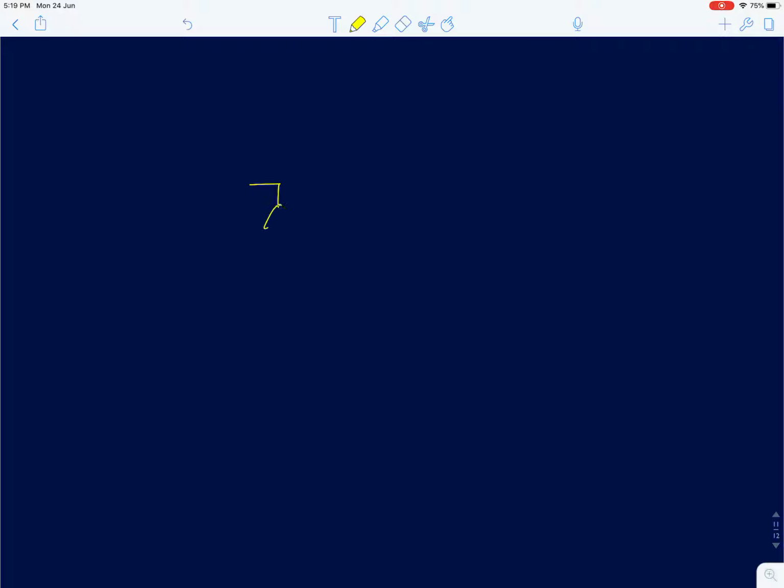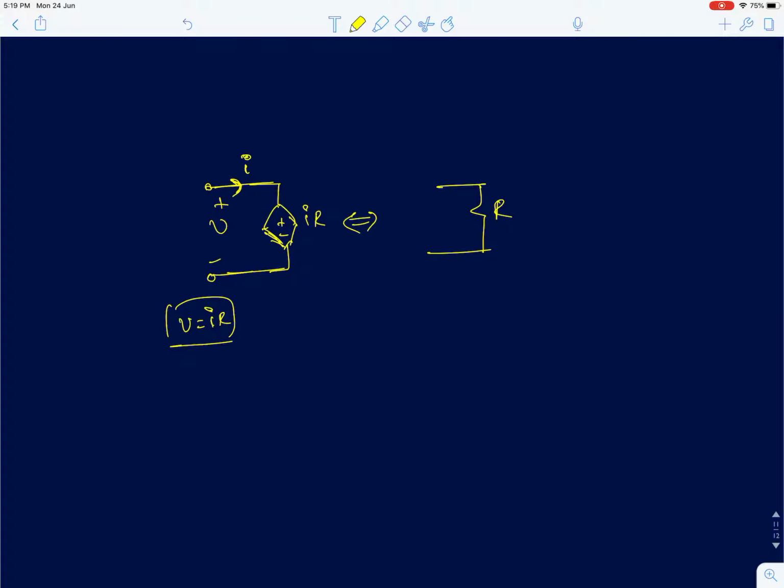So first, consider the simplest dependent voltage source. It's a current dependent voltage source. So the voltage across the two terminals is dependent upon the current, and that is given by I R. Now this is nothing but a resistor. So this is actually an equivalent model of a resistor using a dependent voltage source. Or you can also say that a resistor is nothing but a dependent voltage source whose voltage depends upon the current flowing through the two terminals of the element.